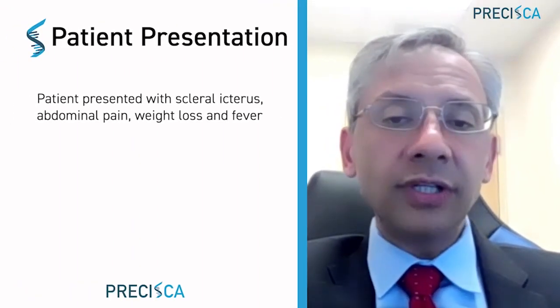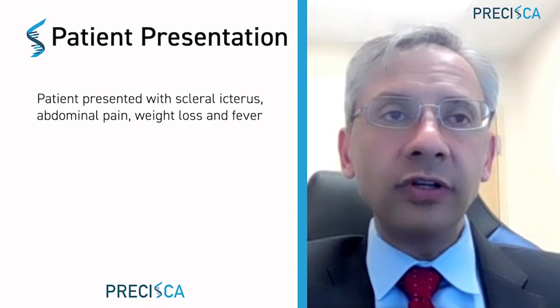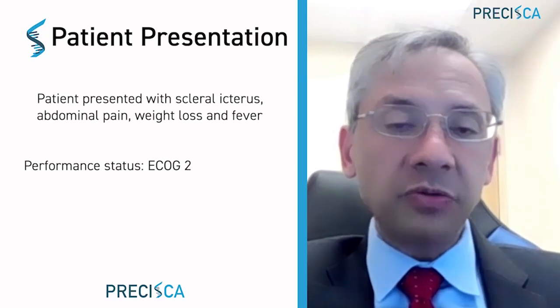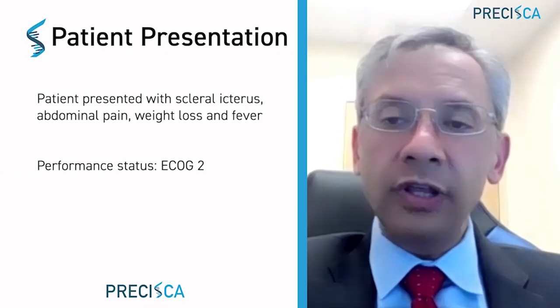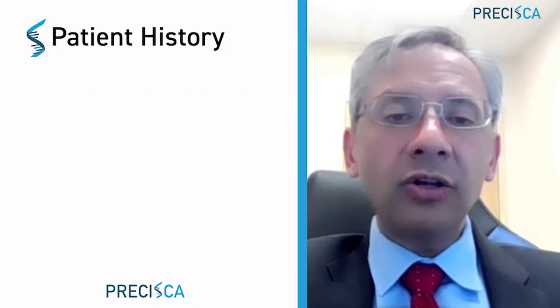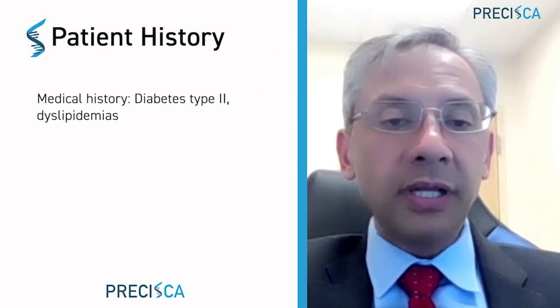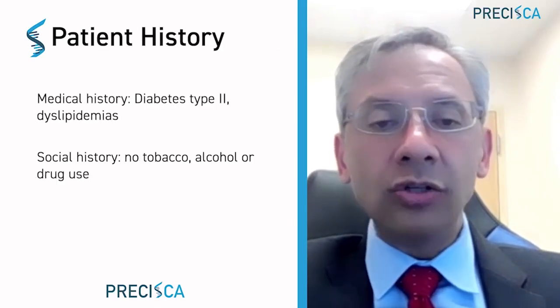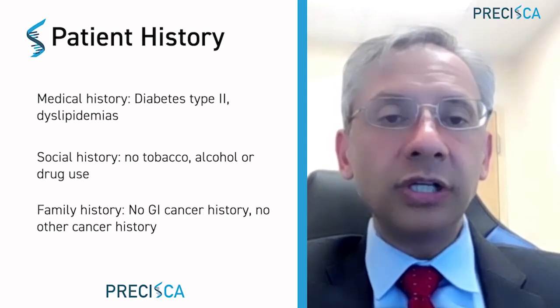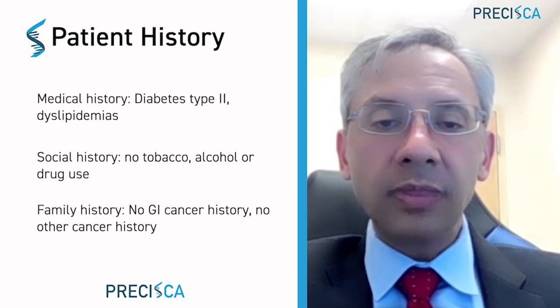So as far as how the patient initially presented, they presented with scleral icterus, abdominal pain, weight loss, and fever. The performance status was an ECOG of 2, and they weren't feeling great. They had a medical history of diabetes and hyperlipidemia, but no tobacco, alcohol, or drug use, and there was really no family history of cancers.